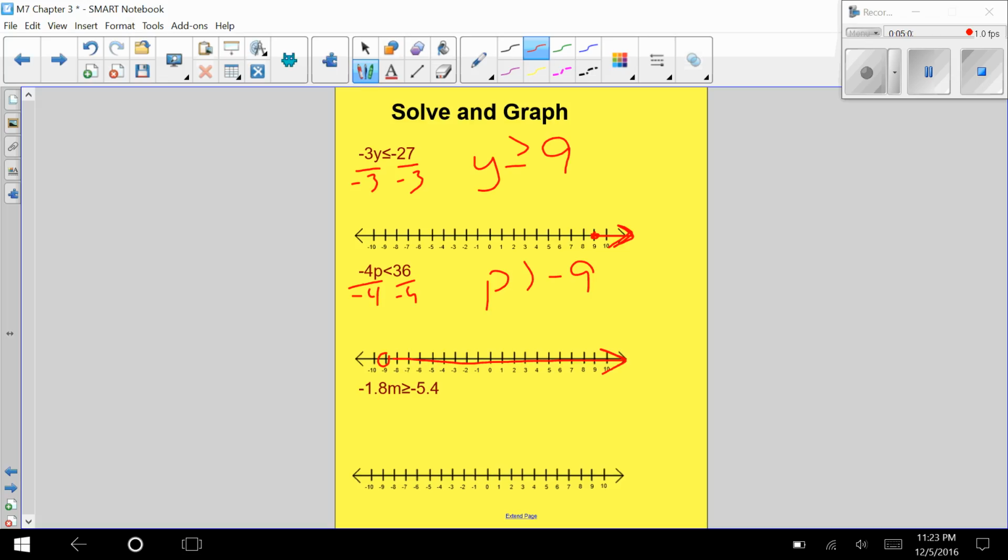And negative 1.8m is greater than or equal to negative 5.4. I'm going to divide both sides by negative 1.8. I get m at a positive 3. Since I divided both sides by a negative, I flip my inequality around. So at 3, I fill in my circle, and my arrow goes to the left.